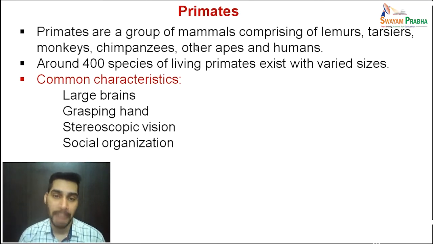Primates are basically a group of mammals, comprising lemurs, tarsiers, monkeys, chimpanzees, other apes, and even humans. There are almost 400 species of living primates, which exist with varied sizes. And this large group of primates have some common characteristics, which include their large brain sizes, grasping hand capabilities, stereoscopic vision, and social organization.